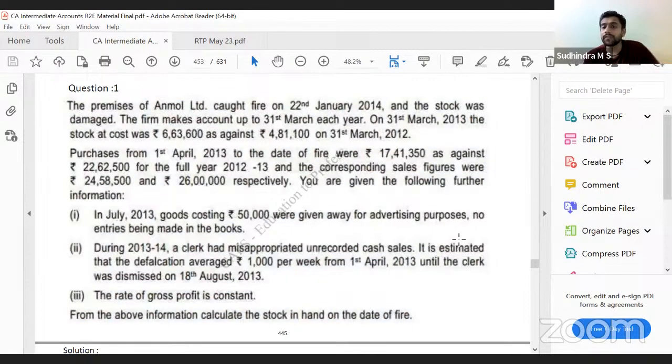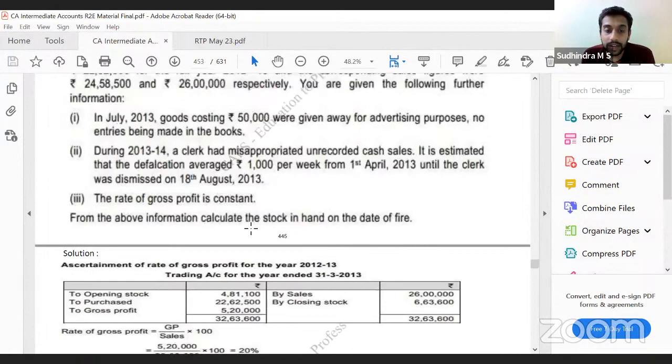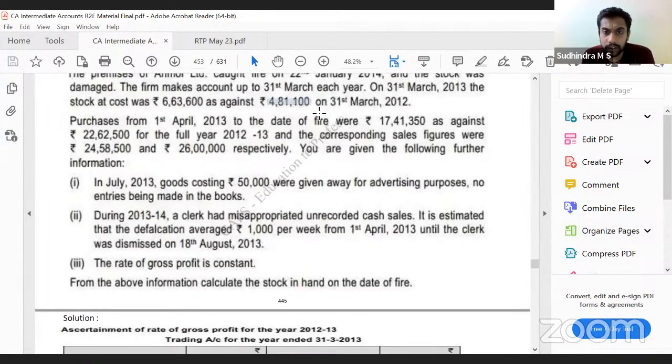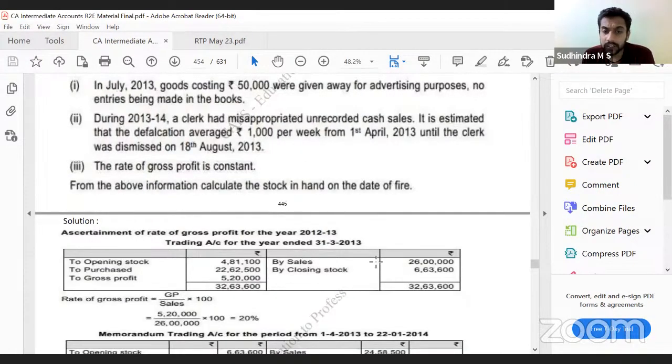So first, do we have to prepare the trading account of last year? Yes, sir. We have to prepare a trading account because they have not given us gross profit, and one more indication, they have given us sales and purchases of last year. So we prepare the trading account of last year. They have given us the opening stock, purchases, sales, closing stock is also given. Gross profit is available. So 20% is the GP percentage, easy.